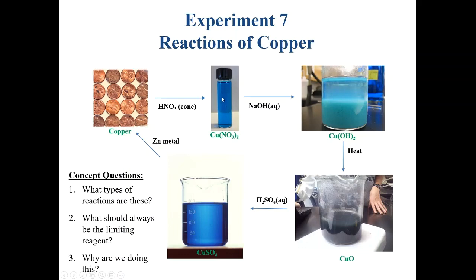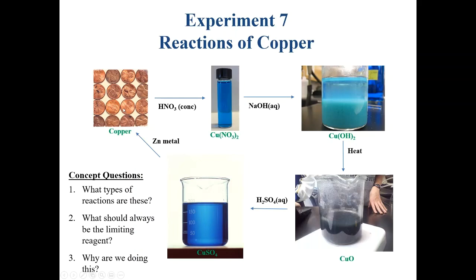Then when we react that solution of copper nitrate with sodium hydroxide, we're going to precipitate copper hydroxide, which is a blue precipitate that will sink down to the bottom of our beaker. When we heat that up, we see another reaction where we go from copper hydroxide to copper oxide, turning this blue precipitate into a black precipitate. Then we're going to redissolve our copper oxide and make copper sulfate, which is again a blue solution because we have copper ion in solution. Finally, we use zinc metal to take that copper sulfate and reduce it back to copper metal.